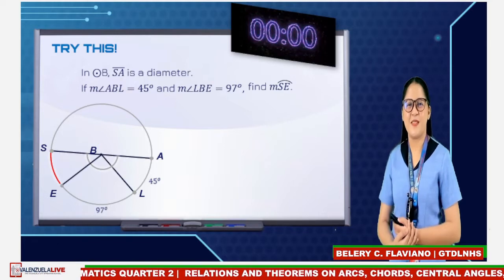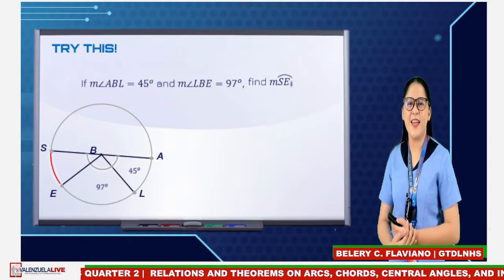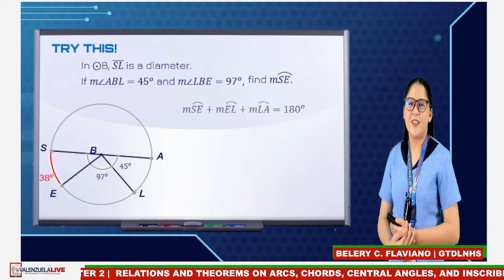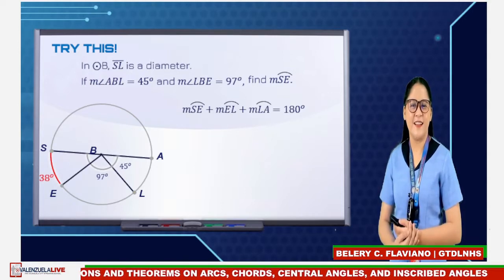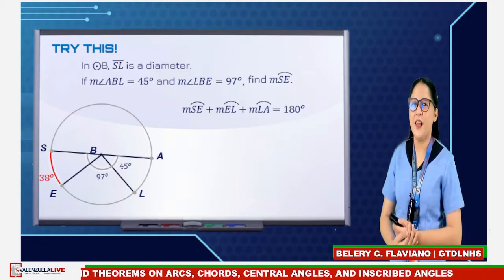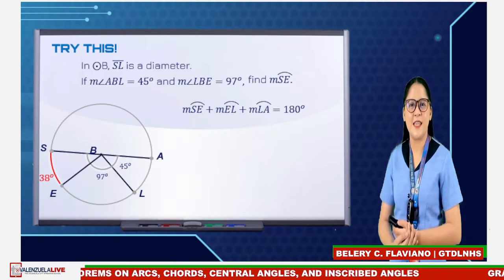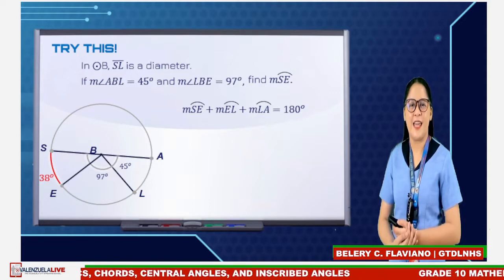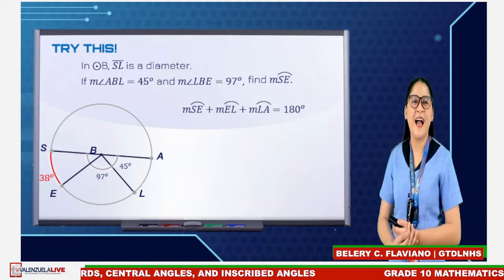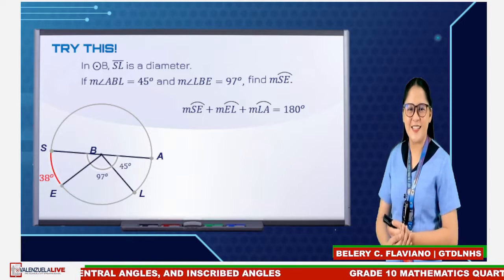All right, time's up. And the answer is 38 degrees. Very good. Since SL is a diameter, then it follows that the measure of arc SE plus the measure of arc EL plus the measure of arc LA are all equal to 180 degrees.